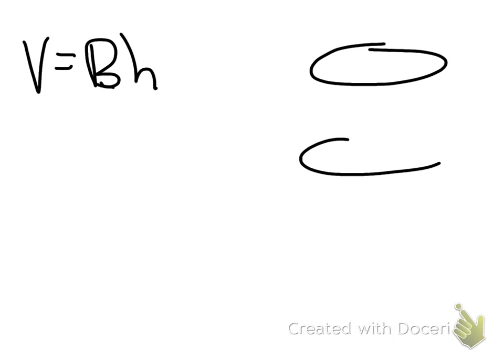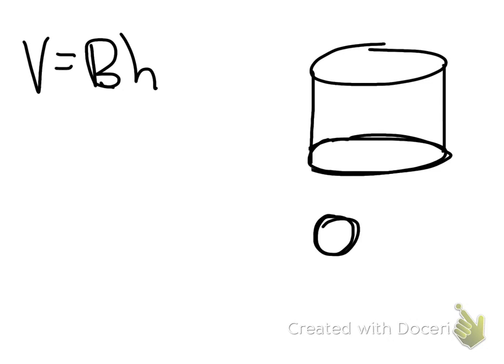Alright, now we're going to practice finding the volume of a cylinder. The volume of a cylinder is essentially found the same way as the volume of a prism. It's still volume equals base area times height. But a cylinder, just like the triangular prism, has a different base area formula than the rectangular prism. The circle's area equals pi r squared.